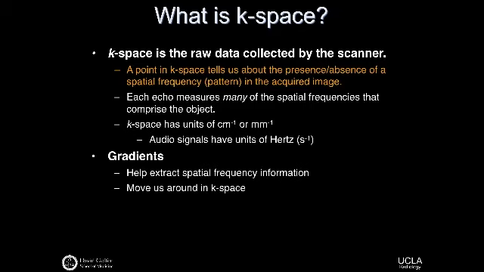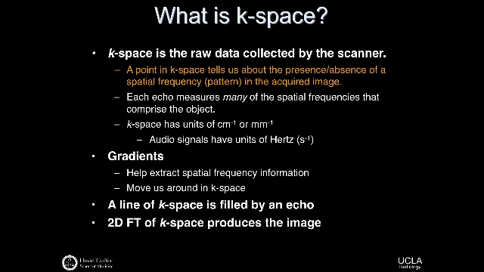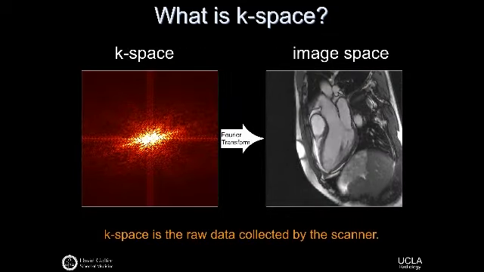The gradients themselves help us extract that spatial frequency information. You saw previously how gradients move us around K-space, and they help us acquire the lines or the echoes of data that we need. And each individual line of K-space is filled by a single echo. And finally, it's the 2D Fourier transform of K-space that helps produce the image that we actually care to look at.